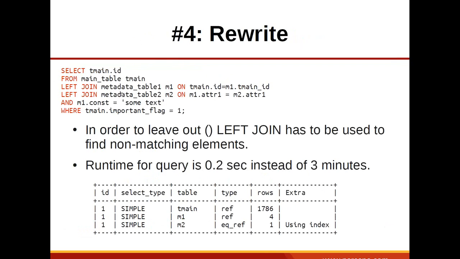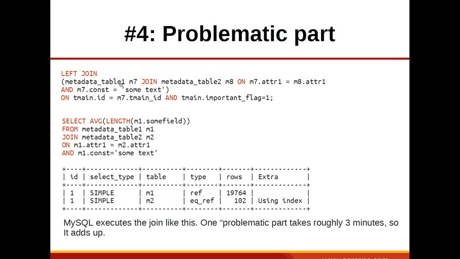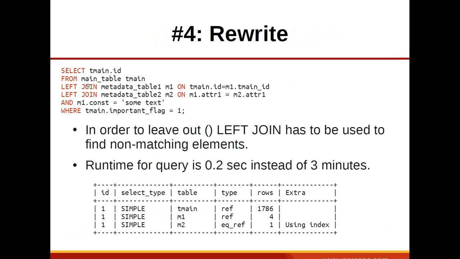How can we rewrite it without parentheses? If you are using left join to a table like this, that means you want to search for records that don't exist in metadata table 1 and metadata table 2. So you can expand this to select from main table, left join metadata table, left join metadata table. And this will show our original explain output. And the query runs in 0.2 seconds instead of 3 minutes. So we did a good job.